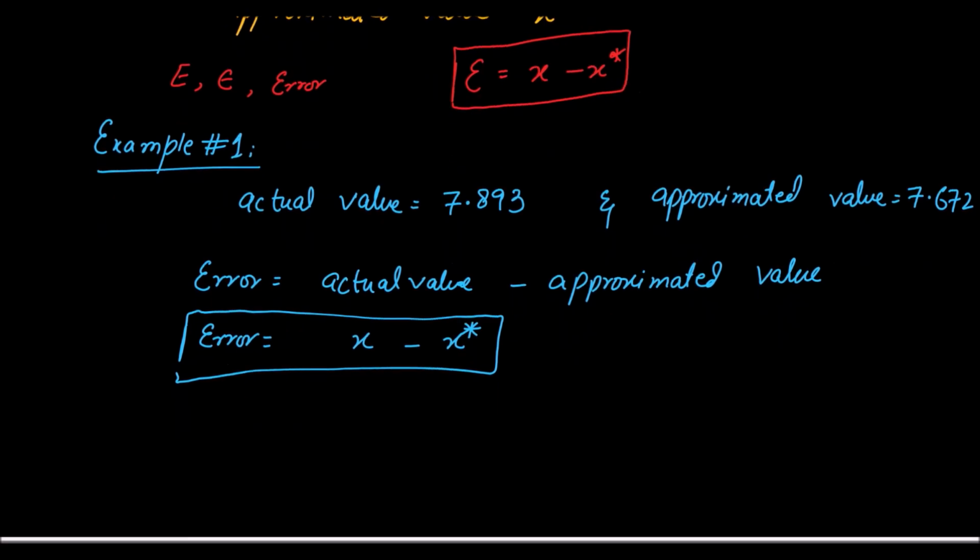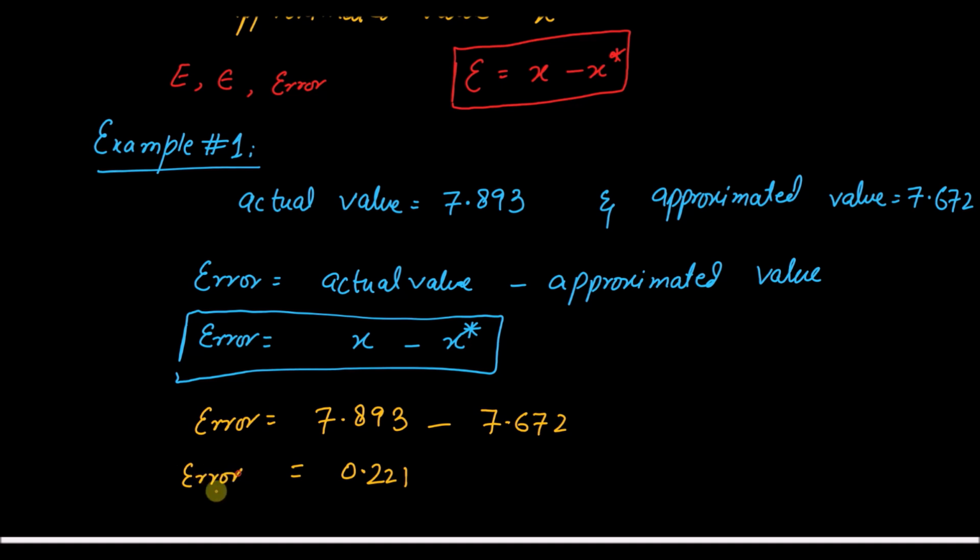So okay, now error is equal to, our actual value is 7.893 and approximated value is 7.672. When we subtract these values, we will get 0.221. That's how we will calculate the simple error.